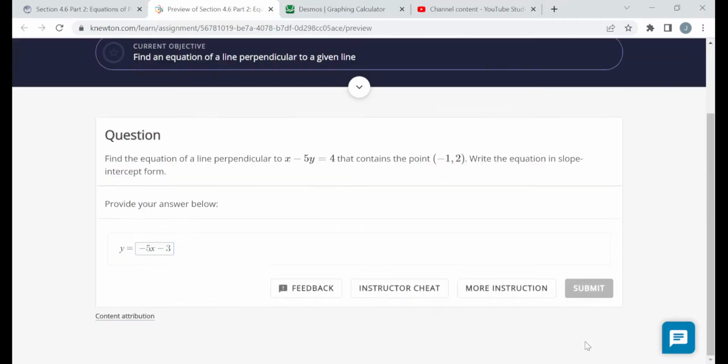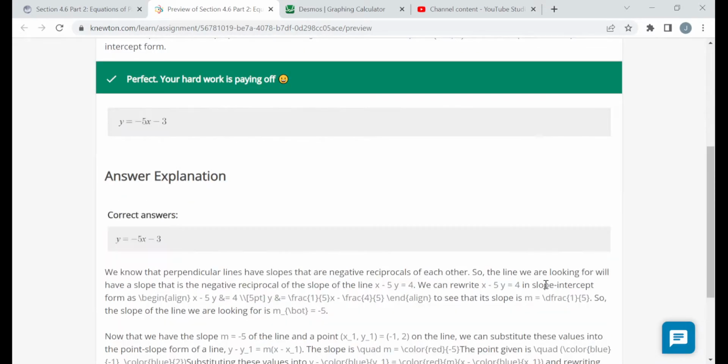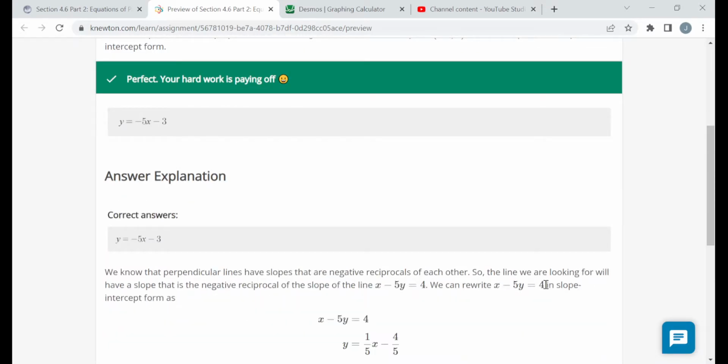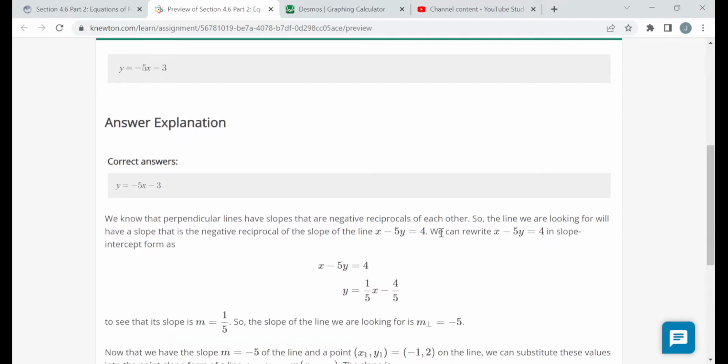After you submit an answer, it should tell you if you're right or wrong, and then give you some sort of answer explanation. Please read through the answer explanations just to make sure you understand why something's correct or incorrect, and then hopefully you can learn from your mistakes for future questions.